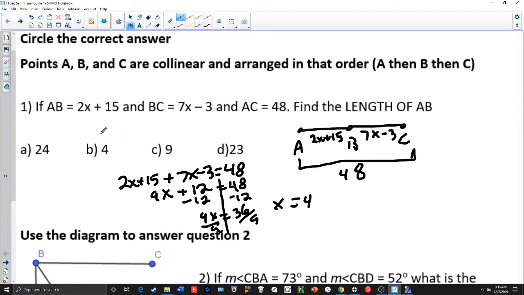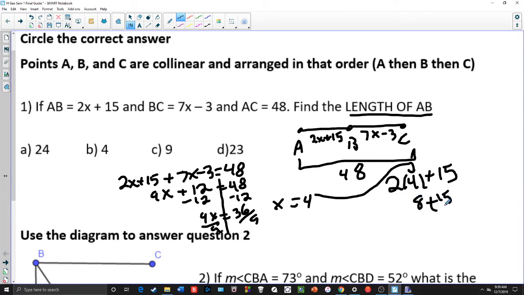Now we don't want to circle 4 because that's what x equals, but they want the length of AB. So if AB is 2x plus 15, they want me to plug the x back in there to get the actual length of AB. So I plug the 4 back in where the x is, and then I get 8 plus 15, which gives me 23. So that's the length I want right here.